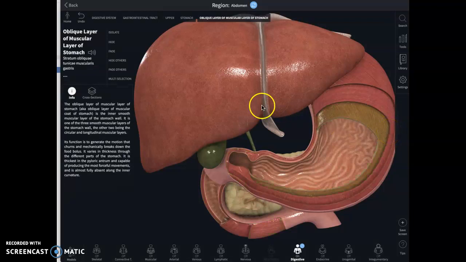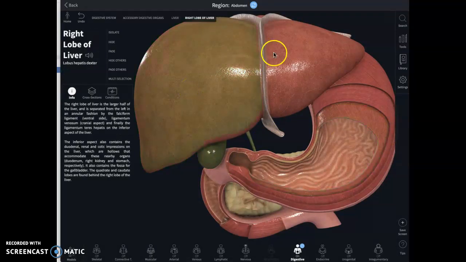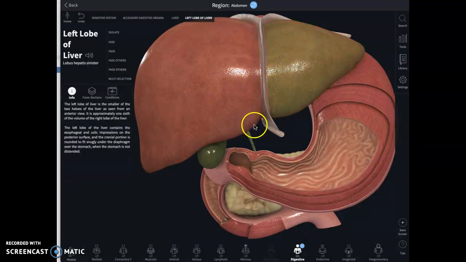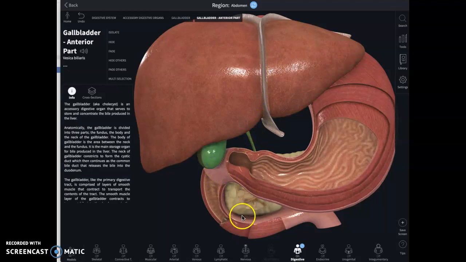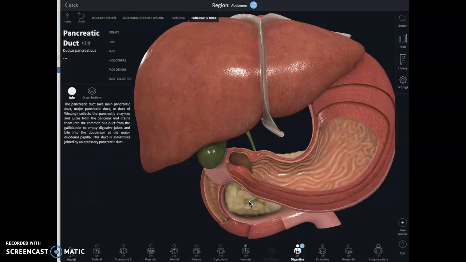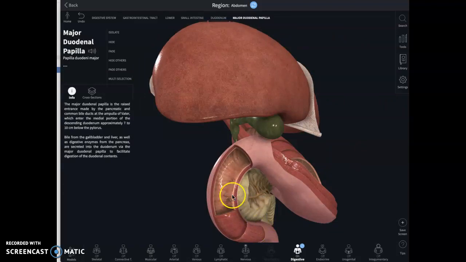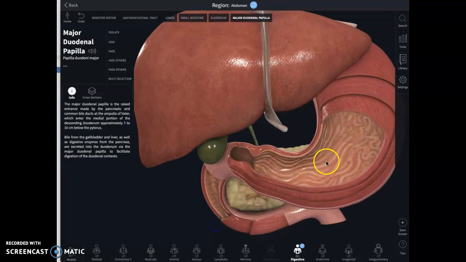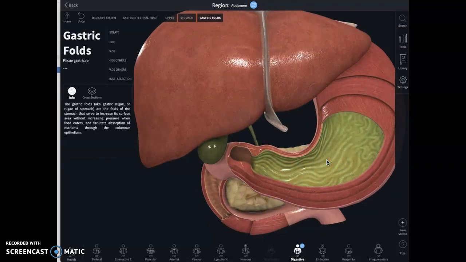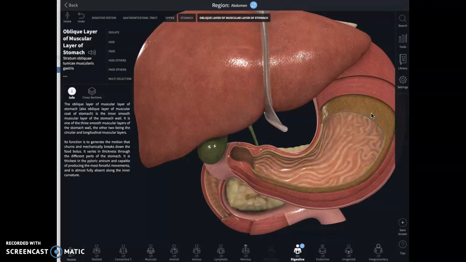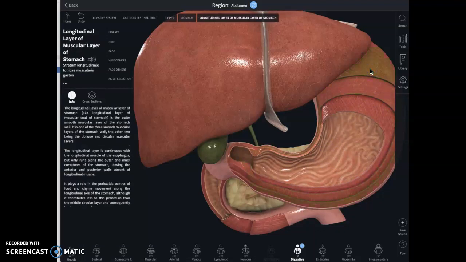So again, for our digestive pinning, our third pinning: right, left, quadrate, bile duct, gallbladder, main pancreatic duct, if you can get it, the major duodenal papilla, because I'm definitely asking you that on the test, the gastric folds, which are really rugae, the oblique layer, the circular layer, and the longitudinal layer. Thank you.